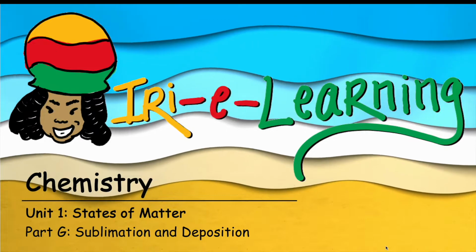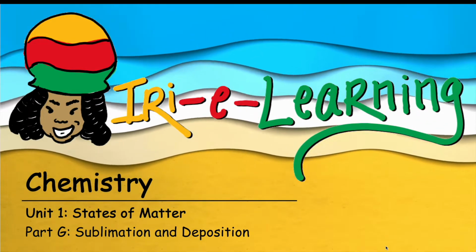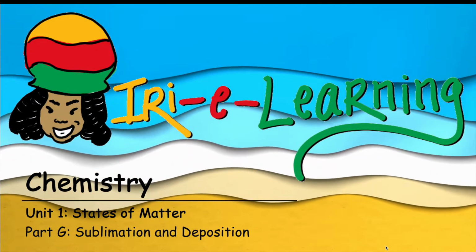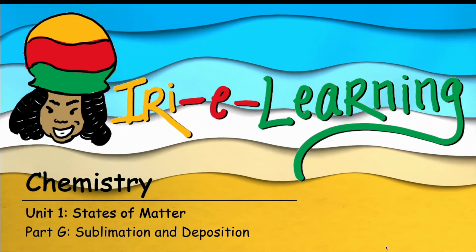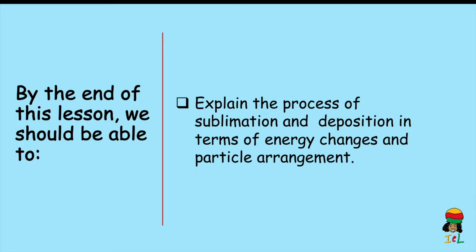In this States of Matter lesson, we will examine sublimation and deposition. Check the description box for links to all the lessons for this unit. By the end of this lesson, we should be able to explain the process of sublimation and deposition in terms of energy changes and particle arrangement.